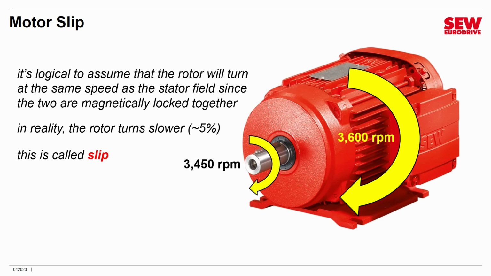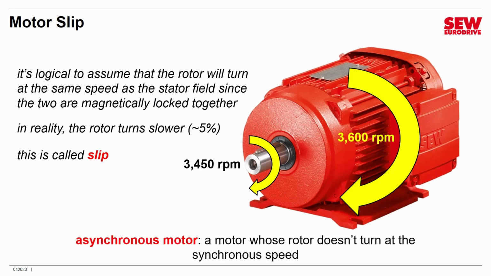So even though the magnetic field of this motor is turning at 3,600 RPM, maybe the shaft is turning at 3,450 RPM, slightly slower. And that is why we get another name that we commonly use with AC induction motors. We call them asynchronous motors, which means simply that the rotor doesn't turn at the synchronous speed. It turns close to it, but not exactly.